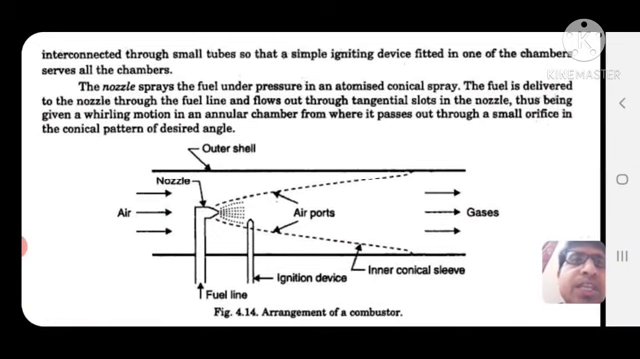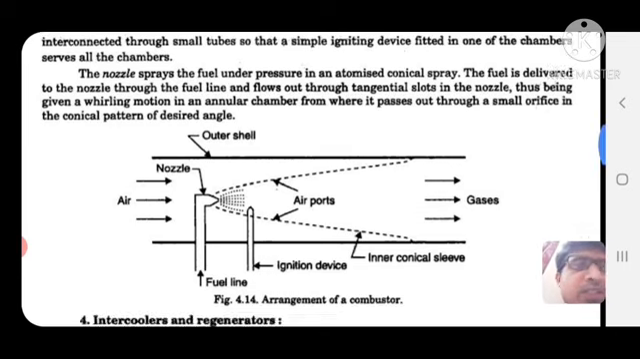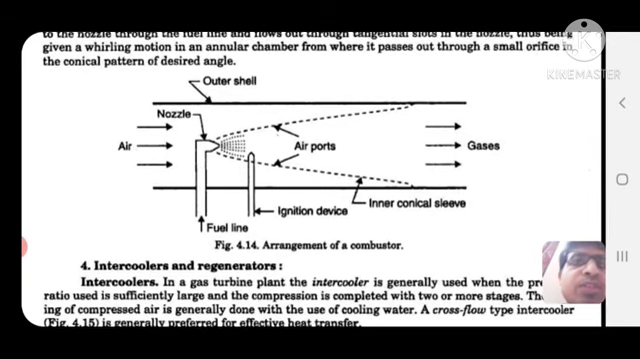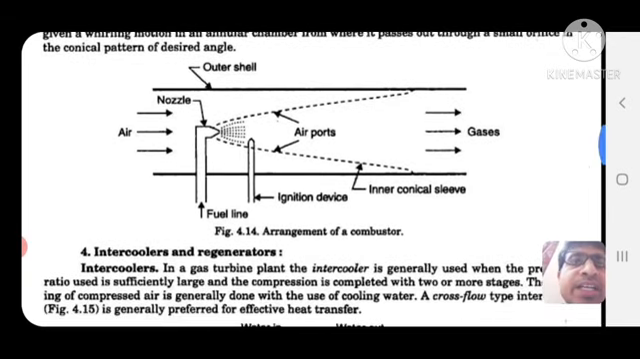The nozzle sprays the fuel under pressure in an atomized conical spray. The fuel is delivered to the nozzle through the fuel line and flows out through a tangential slot in the nozzle, thus being given a whirling motion in an annular chamber, from where it passes out through a small orifice, giving the conical pattern the desired angle. So these are the gases out and the air ports on the outer shell.